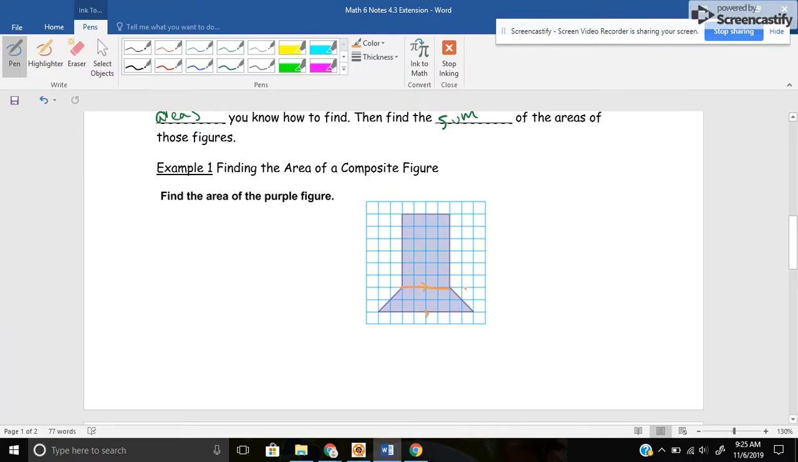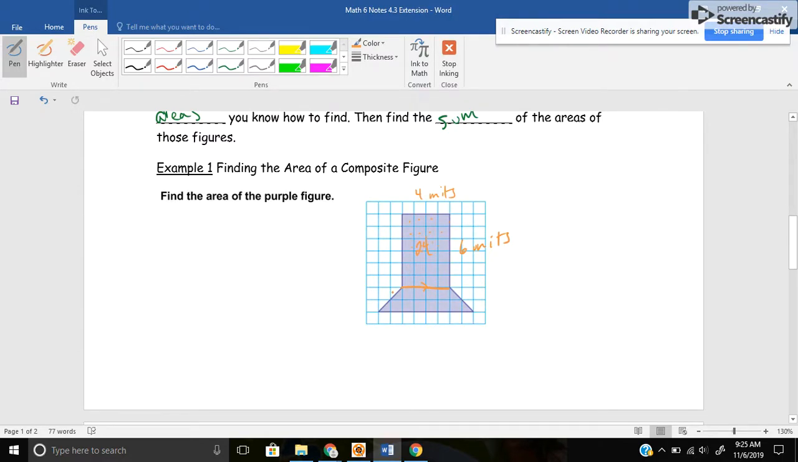Okay, so let's find the area first of my rectangle. So I've got a length of 1, 2, 3, 4 units, and a height of 1, 2, 3, 4, 5, 6 units. Okay, length times height, or length times width, 6 times 4 would give me 24 units for the area of this rectangle. And if you went through and counted, you'd get 24. 1, 2, 3, 4, 5, 6, 7, 8, 9, 10, 11, 12, so on and so forth. You get 24 of those boxes.